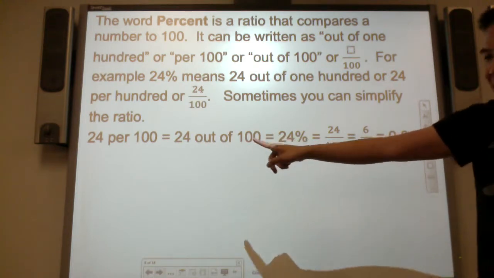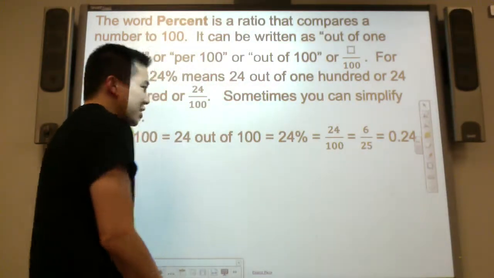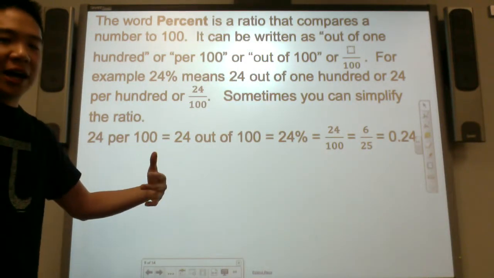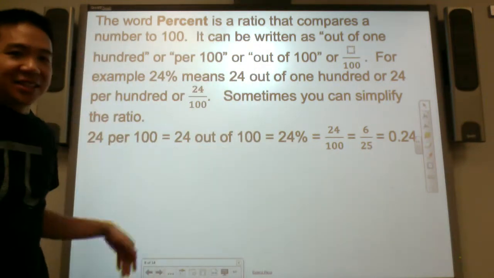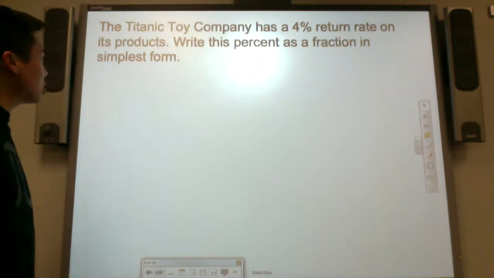By the end of this unit, which is the next few presentations, you're going to be able to find all the equivalencies of these. So let's do some examples.